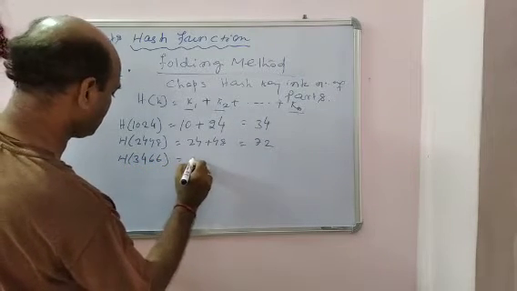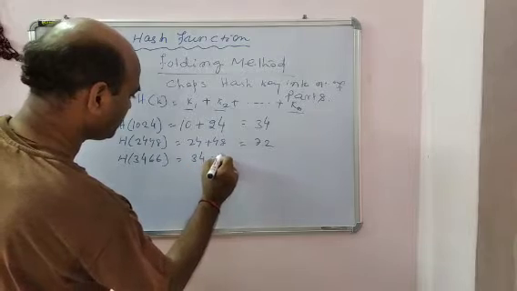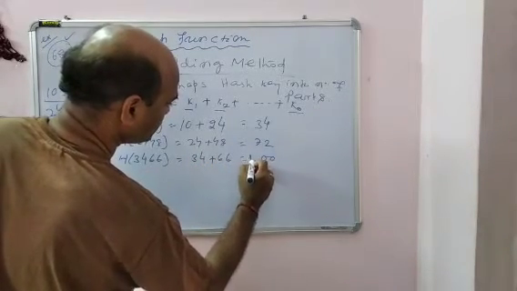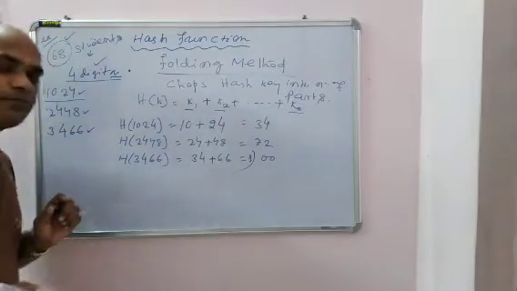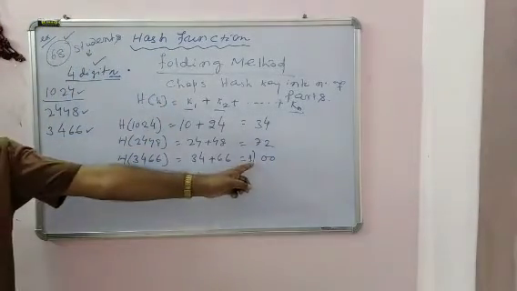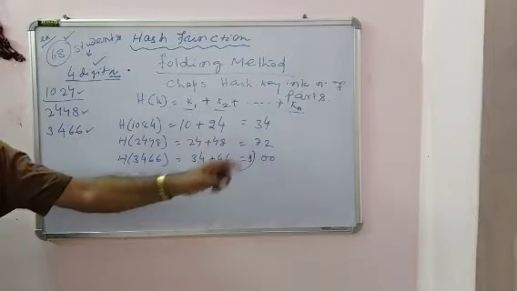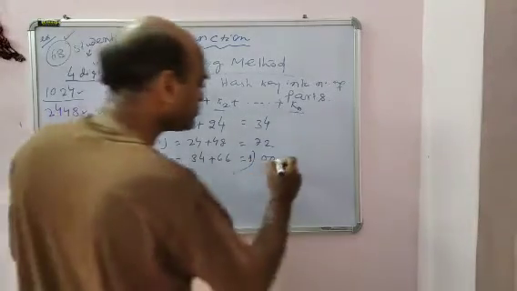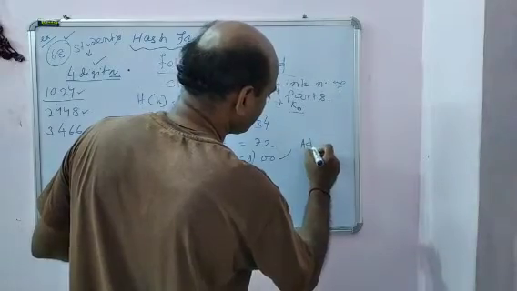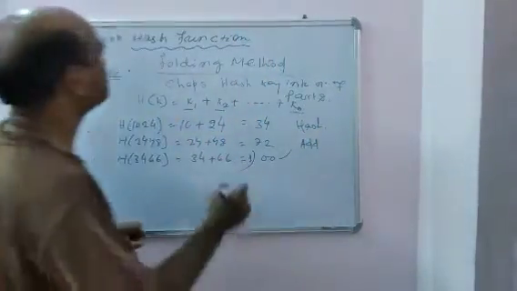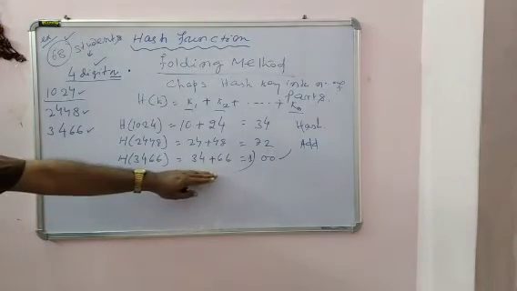Similarly, h of 3466 will be 34 plus 66, which is 100. So this one is the carry, and you can ignore this carry. So this is 00. So 00 is also a hash address in the database.